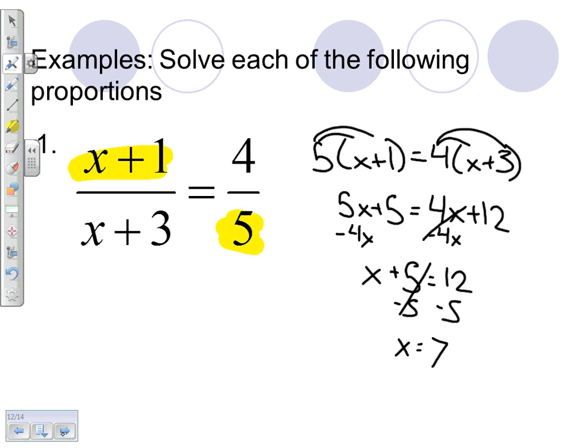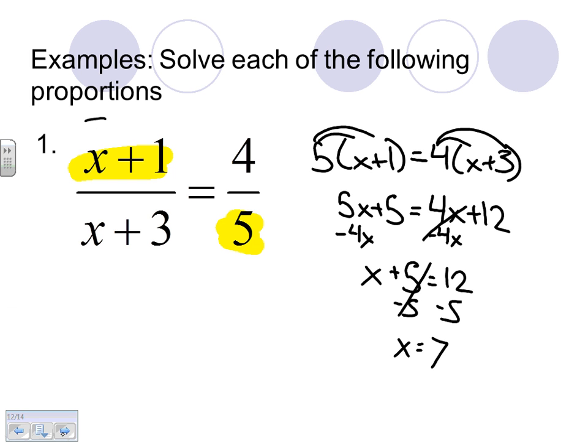And I'm gonna do what Ella said, and I'm gonna plug it back in just to make sure I'm right. So it's gonna be 7 plus 1 over 7 plus 3 gives me 8/10, which reduces down to 4/5, so it is right. It gives me an equivalent ratio.